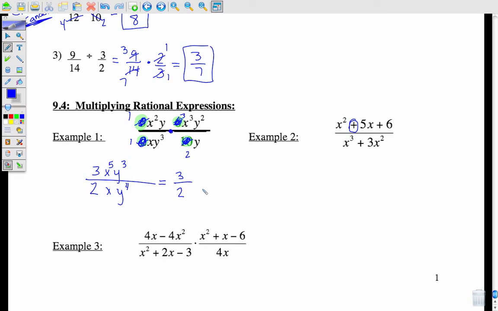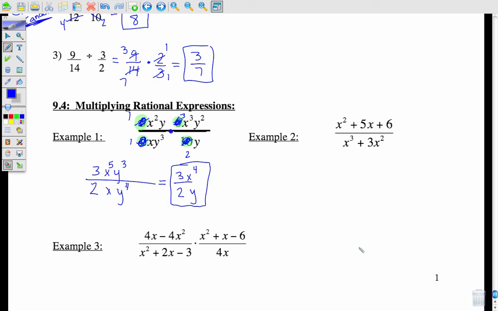Now what I'm going to do is cancel straight up and down here. I still have my 3 and my 2. Don't lose those. I have 5 x's on top, 1 on the bottom, so there's 4 left on top. And I have 3 y's up here, 4 of them down here, so there's 1 left down there. Final answer, 3x to the 4th over 2y.